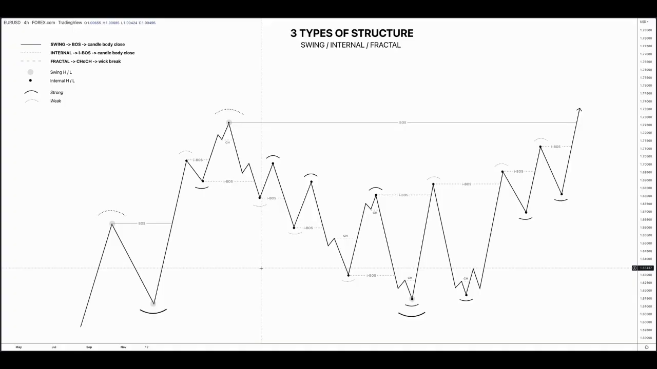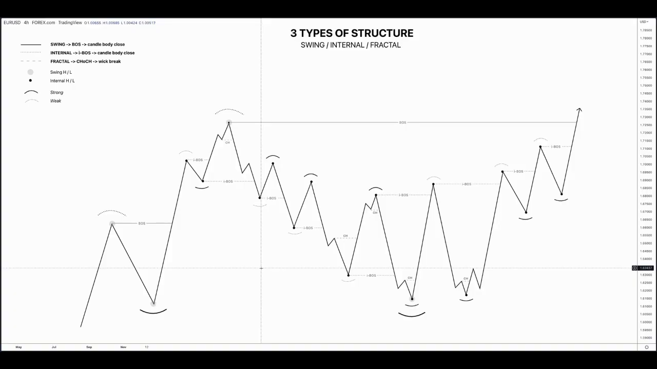Okay, so essentially, the way we view structure is by three main types, which, as you can probably see here, we call swing, internal, and fractal. Now, over the course of the next few lessons, we're going to look at each of those individually, so you completely understand what they are, how we define them, how we map them, and what they mean, and then how we put all three of them together to give us our systematic framework that we use to trade and make trading decisions.